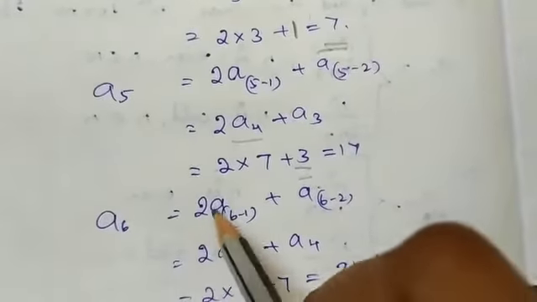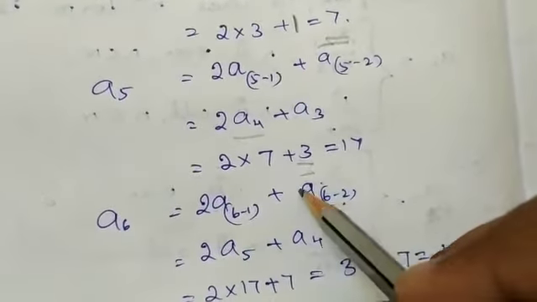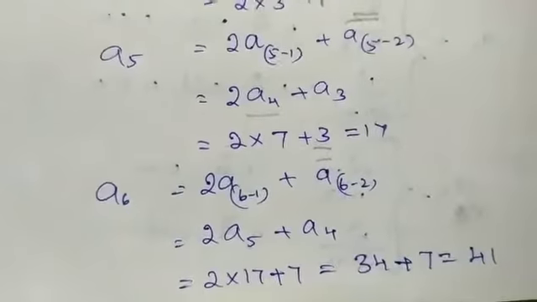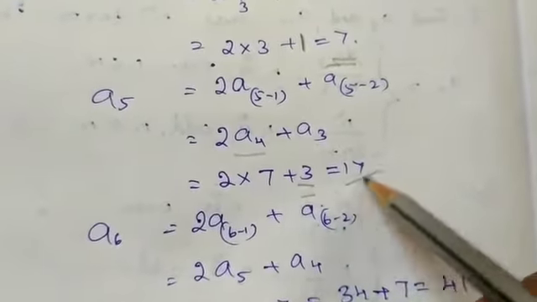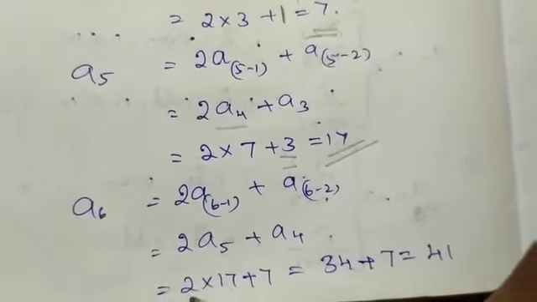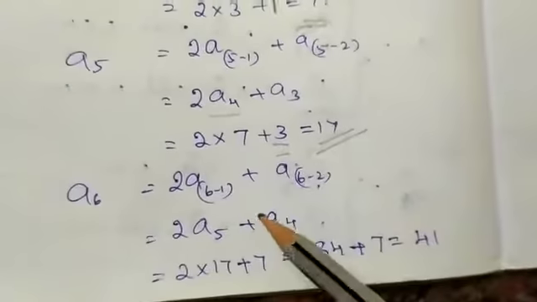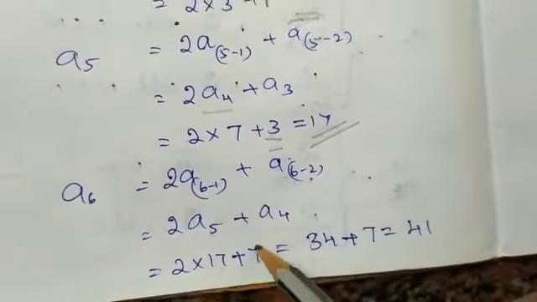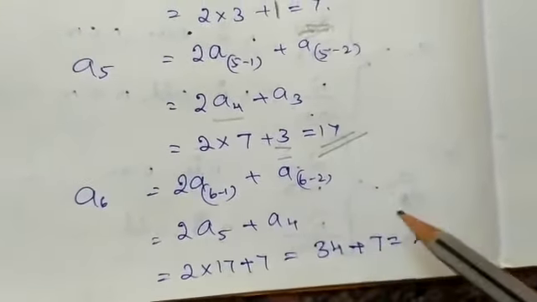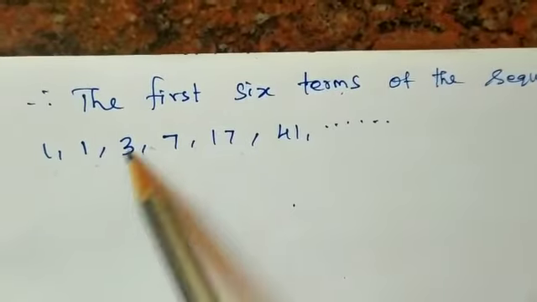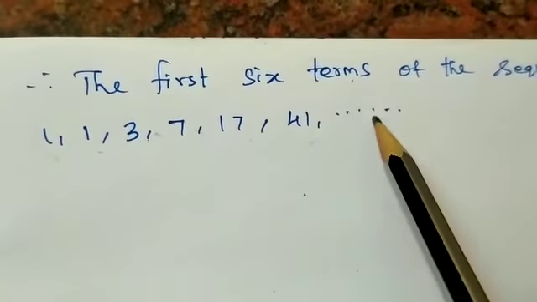So a6 equal to 2a6 minus 1 plus a6 minus 2, which is 2a5 plus a4. So 2a5 we have already found it is 17. So we'll put here 2 into 17 plus 7, which is a4, already we have found a4 also. So 2 into 17 plus 7, which is 34 plus 7, which is 41. Therefore, the first 6 terms of the sequence are 1, 1, 3, 7, 17, 41 till infinity.